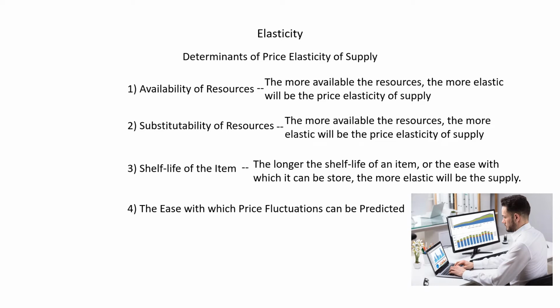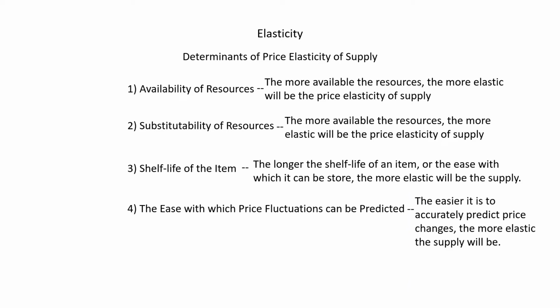However, if changes in product price are random, they fluctuate frequently and irregularly, or can significantly change overnight, the firm might be caught off guard and not be able to respond very quickly. So, the easier it is to accurately predict price changes, and I might also add, the longer the lead time the predictions provide, the more elastic will be the supply of the item in respect to price.